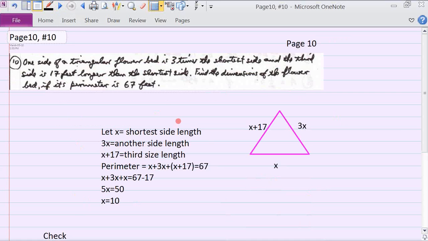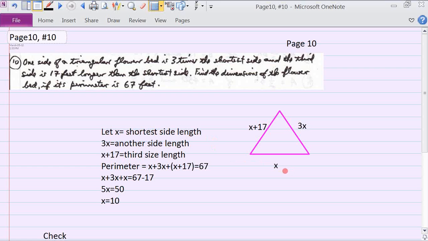Problem number 10 on page 10. One side of a triangle flower bed is 3 times the shortest side, and the third side is 17 feet longer than the shortest side. So the first thing we do is make here's a triangular flower bed. Here's the shortest side right here, x. X equal the shortest side.